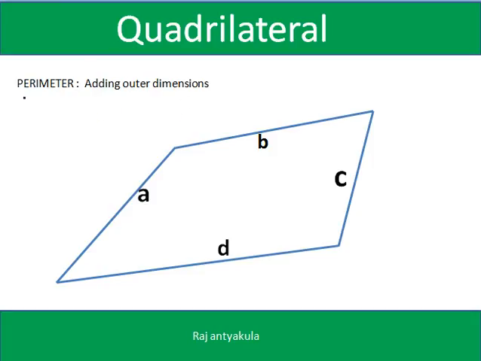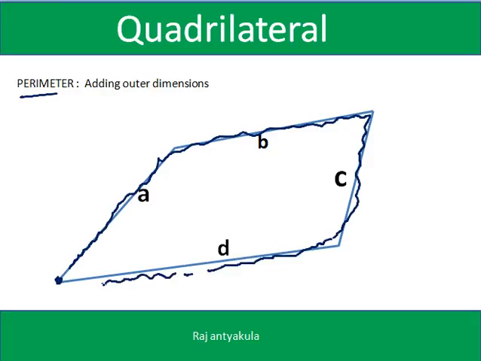Generally, they ask us to find the perimeter. What is meant by perimeter? Perimeter is nothing but adding outer dimensions. Suppose if you are starting from this point, if you go traveling on this line and it travels till the point where you start, this is nothing but perimeter. So perimeter is nothing but adding outer dimensions. So here the perimeter is A plus B plus C plus D.